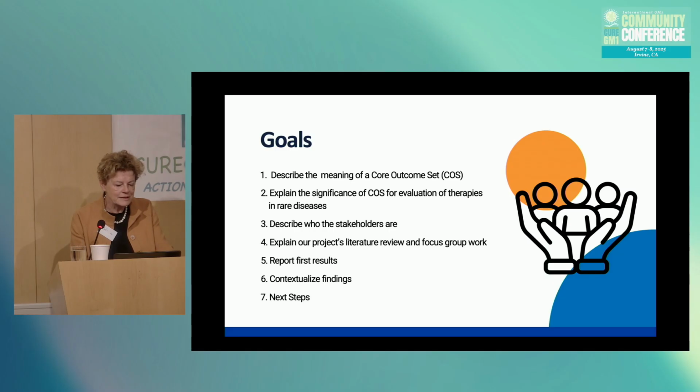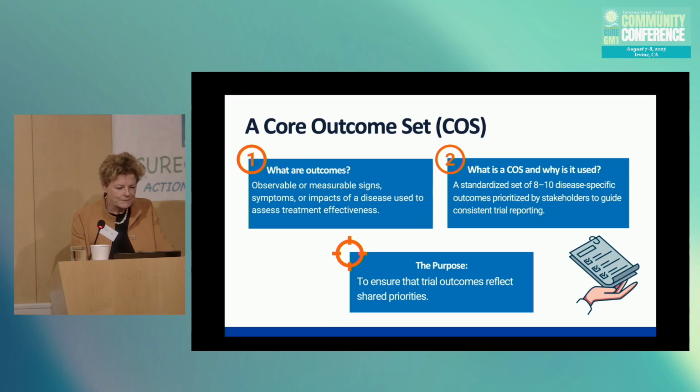So the goals of my presentation are first to describe the meaning of something that we're calling now core outcome set, to explain the significance of core outcome sets for the evaluation of therapies in rare diseases, to describe who the stakeholders in the creation of core outcome sets are, and then, of course, to explain our projects: the literature review that we did, and focus groups in which I think some of you who are present here participated, to show you first results, to compare with what we see in the literature, and then finally next steps.